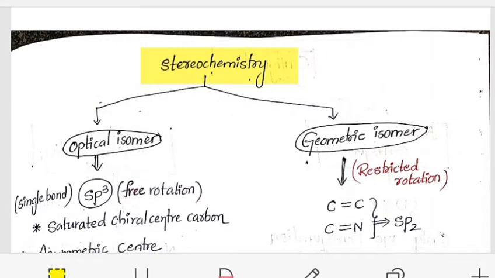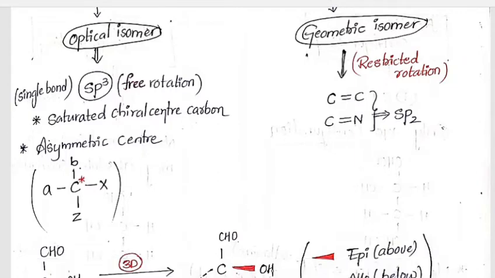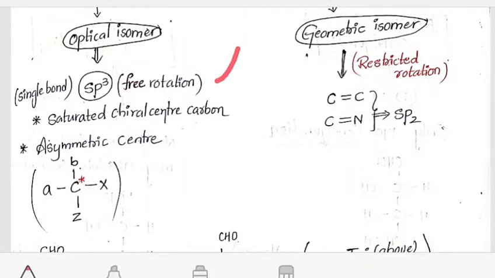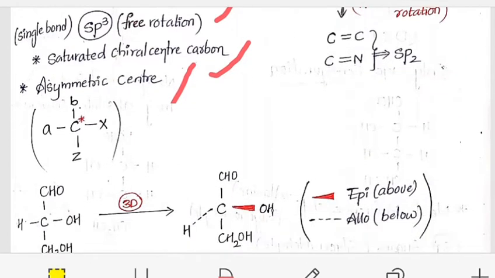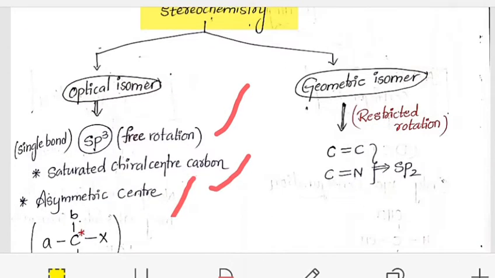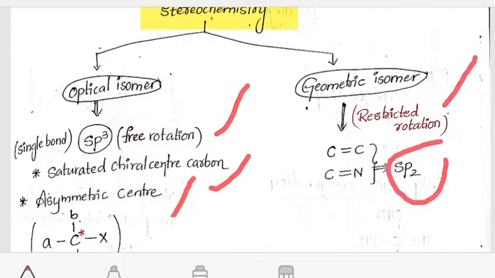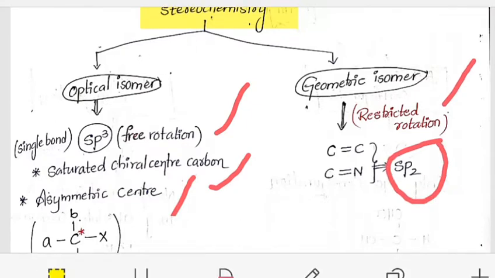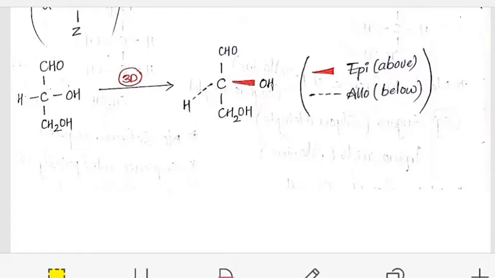Optical isomers mostly have single bonds and sp3 hybridization, and free rotation is observed in optical isomers. Saturated chiral center carbons, or asymmetric carbons, form the optical isomers. Here I have given an example also. In geometrical isomers, restricted rotation occurs, and sp2 hybridization generally is followed. And this is the representation of a molecule in 3D orientation. The wedge is nothing but above the plane and the dash is the indication of below the plane.